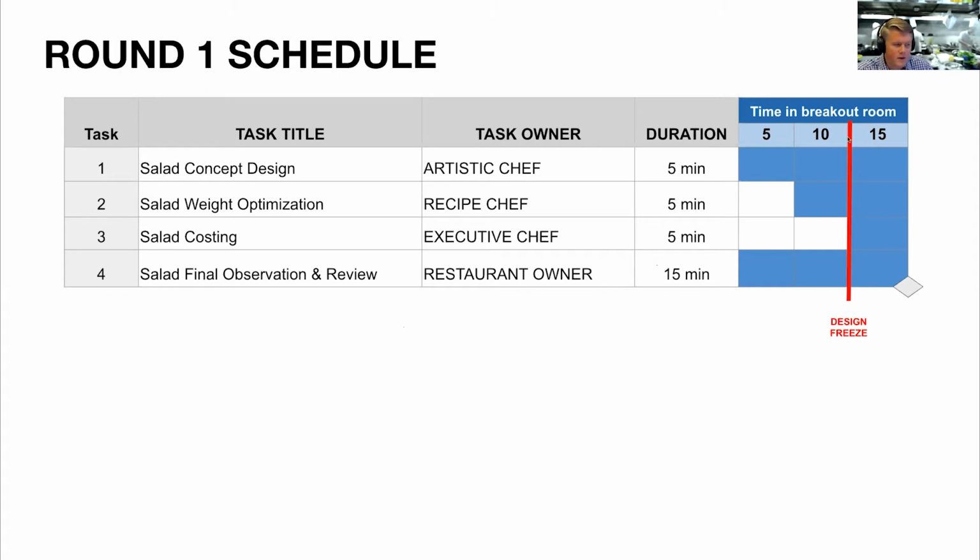In between the recipe chef and the executive chef, there will be a design freeze. So a design freeze means that design cannot change anymore. Now it's the time for pricing, right? In construction, we call this the tender moment, when the tender goes out. But in this case, you are not allowed to change the salad anymore. You just have to provide the cost. And so that will be the design freeze at that point.